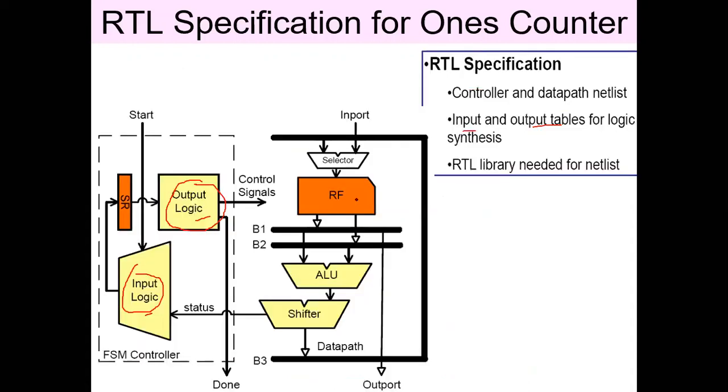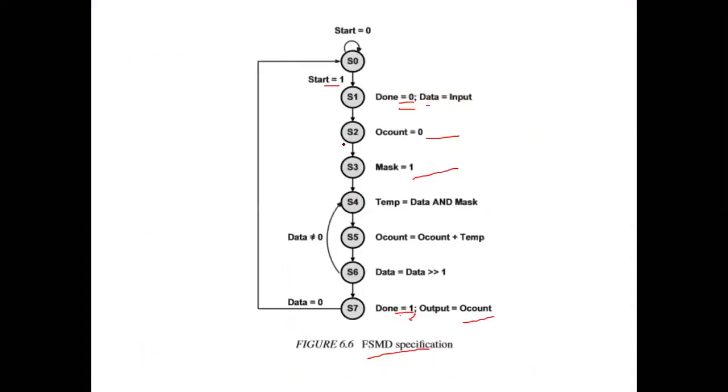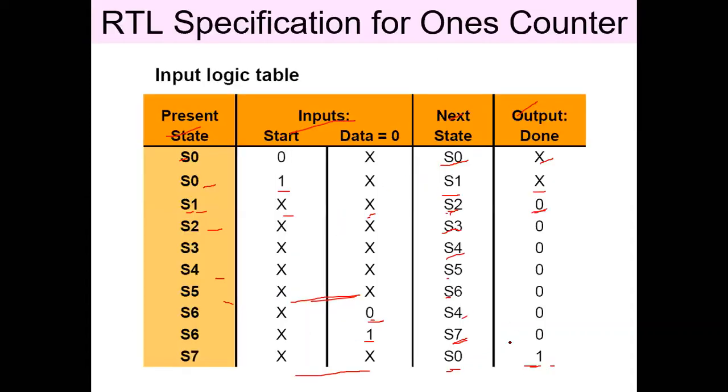Since here the output is depending upon the states only, S7 means done will be maintained as 1. So that's why the output done will be maintained in the input logic table. That means the done signal is maintained as high only in S7. So what is the condition check for the inputs and what's the next state? That will be clearly identifiable from this particular logic table.